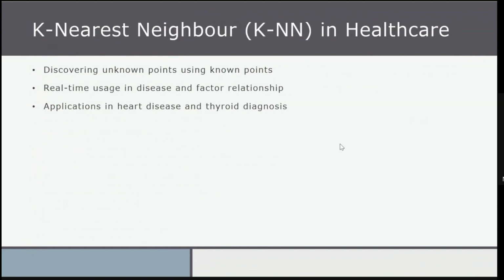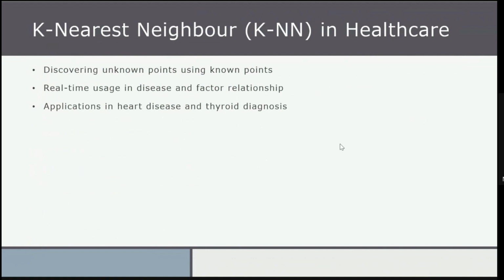Let us look at this KNN. KNN is nothing but K nearest neighbor. So K nearest neighbor is the method where you discover unknown points using the known points. K is known, right? The K stands for known. So through the known parts, you are going to find out the unknown. What I did not know, I will be able to know through that. Then the real-time usage in the disease and factor relationship.